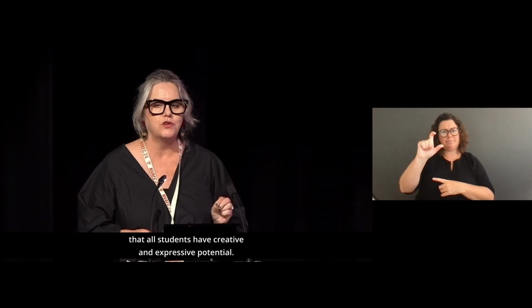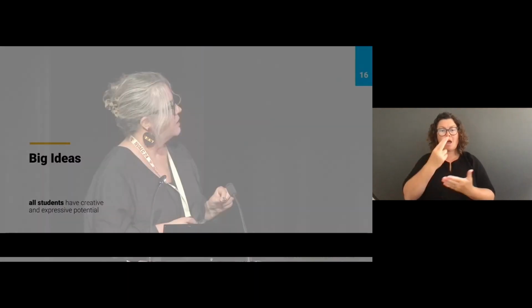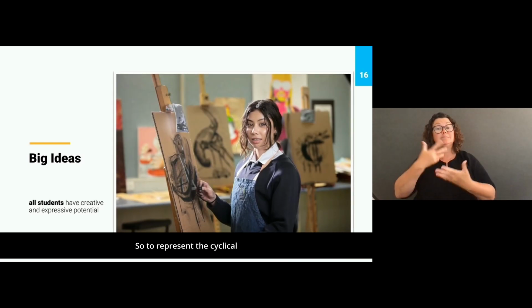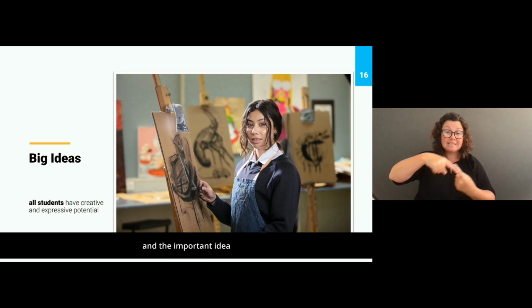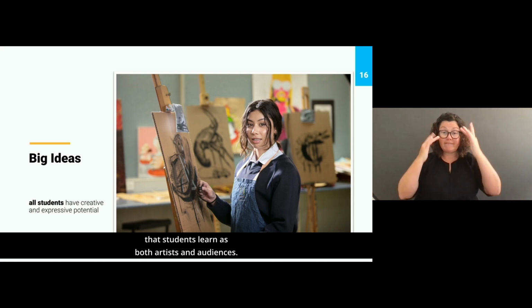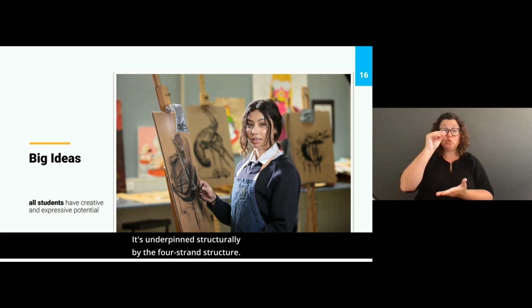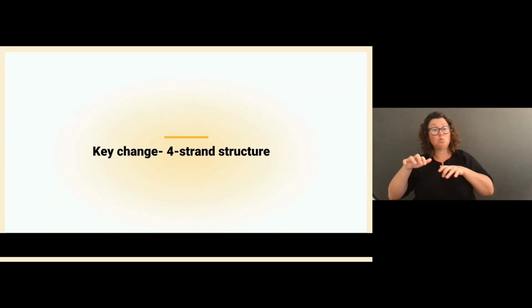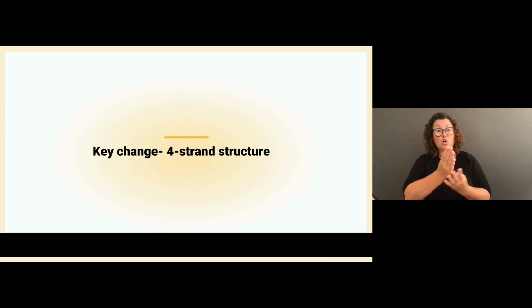For example, in the arts, that all students have creative and expressive potential. So to represent the cyclical and flexible processes of art making and responding, and the important idea that students learn as both artists and audiences, it's underpinned structurally by the four-strand structure. And I'm just going to explain a little bit about that to you now.